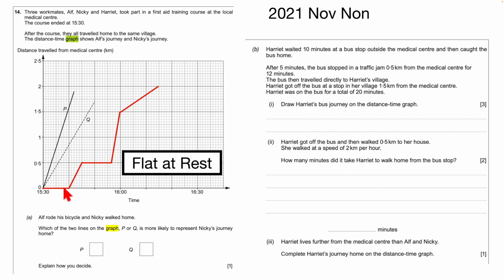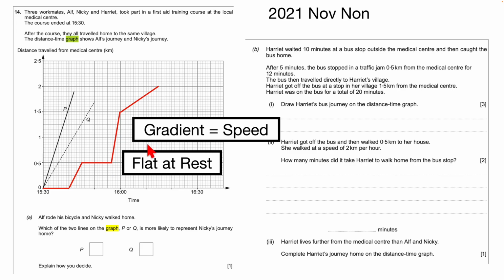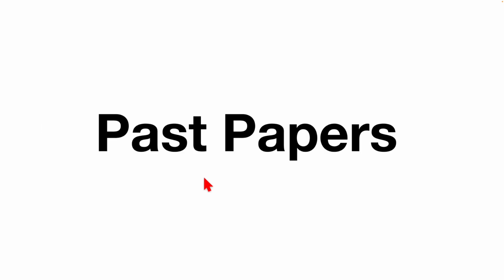So flat at rest, you ain't moving. You ain't moving waiting for the bus. You ain't moving when the bus is in a traffic jam. And then gradient equals speed. So that is the fast bit on the bus. That is the slow bit walking.